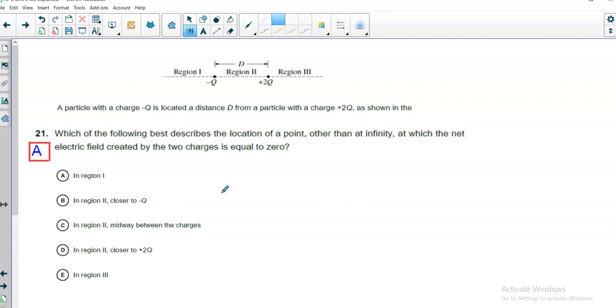21. Which of the following best describes the location of a point, other than at infinity, at which the net electric field created by the two charges will be 0? Alright, so in the middle, I think we can rule out anything in region 2. Because if I'm a positive charge, I'm being attracted this way, and I'm being repelled this way. So there's no way they can cancel. We've got to find a place where the two are at least against each other.